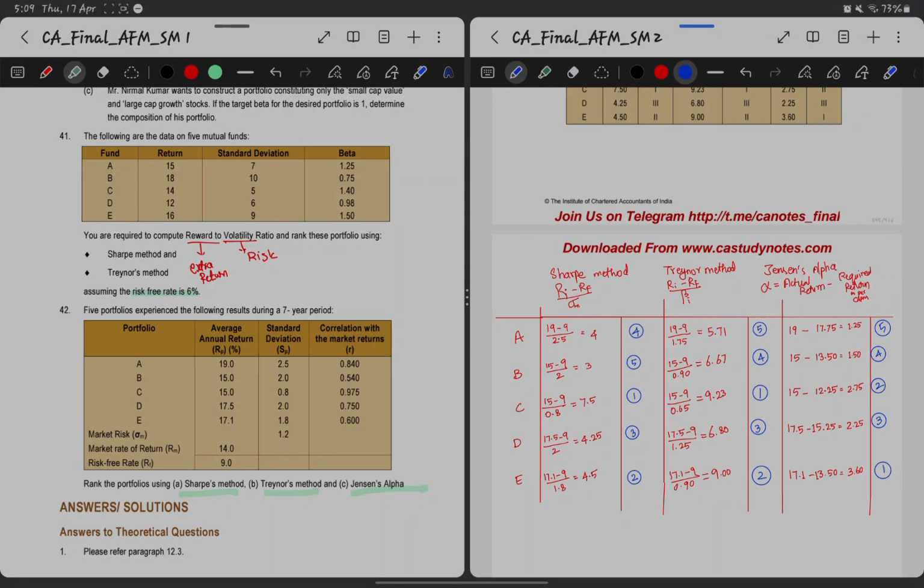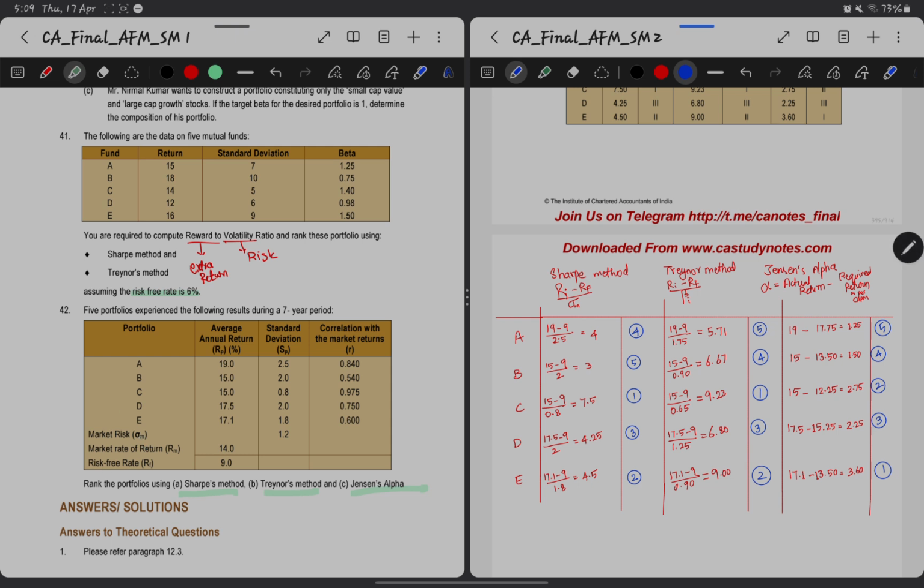Hi CA students, let's revise CA Final AFM Chapter 6 Portfolio Management Practical Question 42. 5 portfolios experience the following results during a 7-year period. A, B, C, D and E, 5 portfolios are given. Average annual return is given, and then the standard deviation and the correlation with the market returns are given.